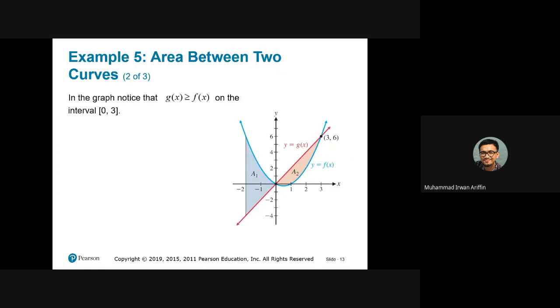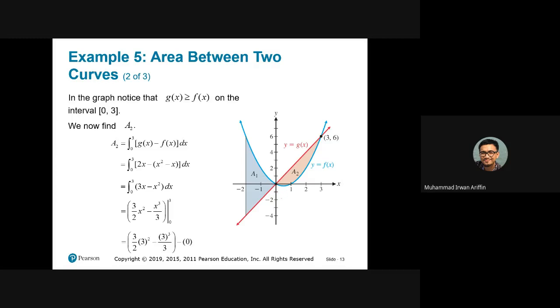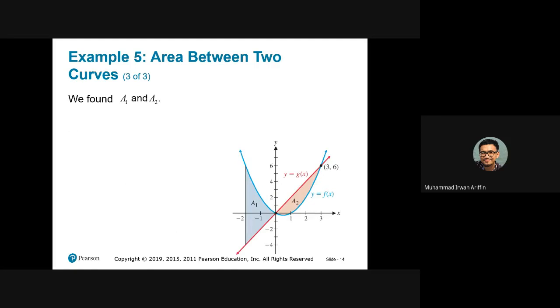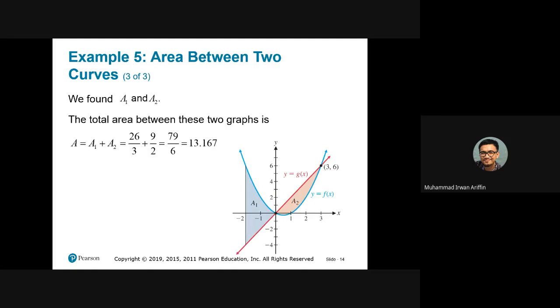What about A2? For A2, we can also apply theorem 1, but we have to subtract f(x) from g(x), because in A2, g(x) is above f(x). So we subtract f(x), x squared minus x, from 2x, then find the antiderivative and evaluate it from 0 to 3. We get 4.5. Don't forget to sum them up: A1 plus A2 gives us 13.167.